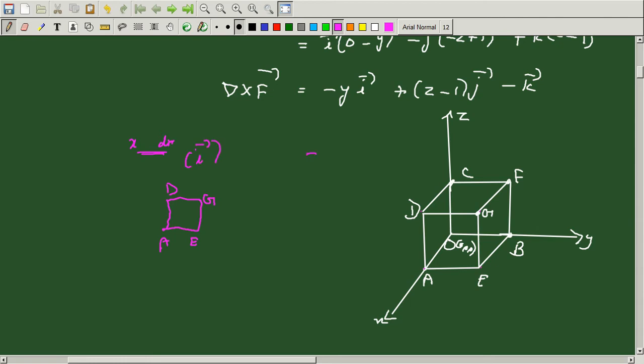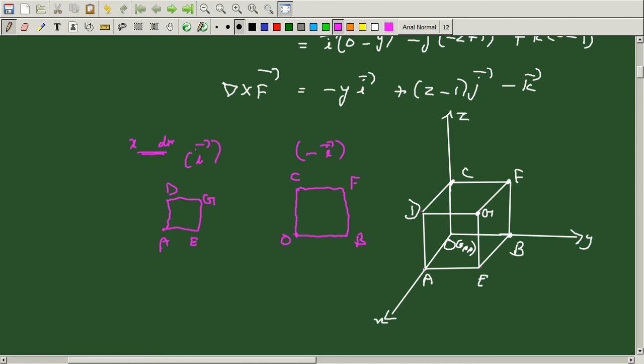What about the minus i direction? You have to start from the origin, and the surface remains the same. So the opposite of A is here, O. We have to start from O: O, B, F, C, again ending at O. That is O, B, F, C. So this is the minus i direction.